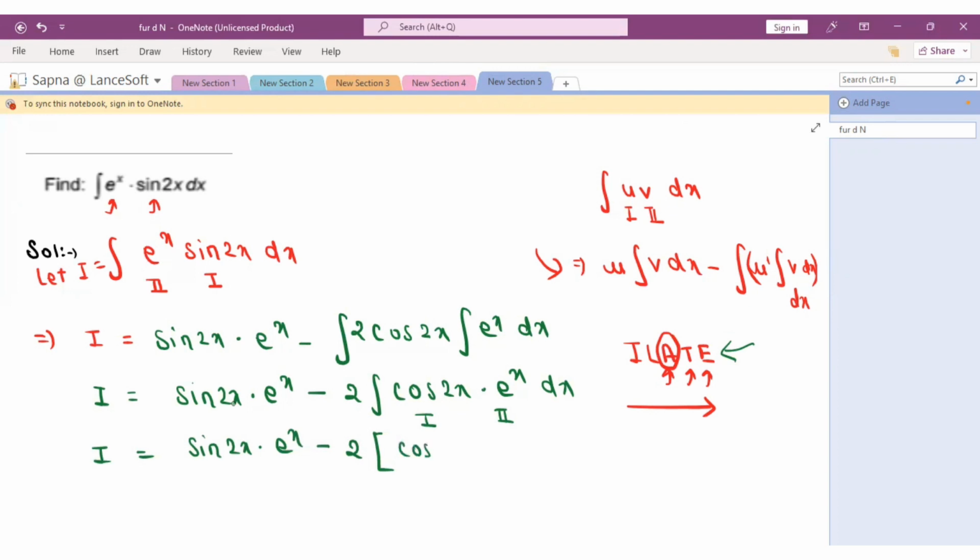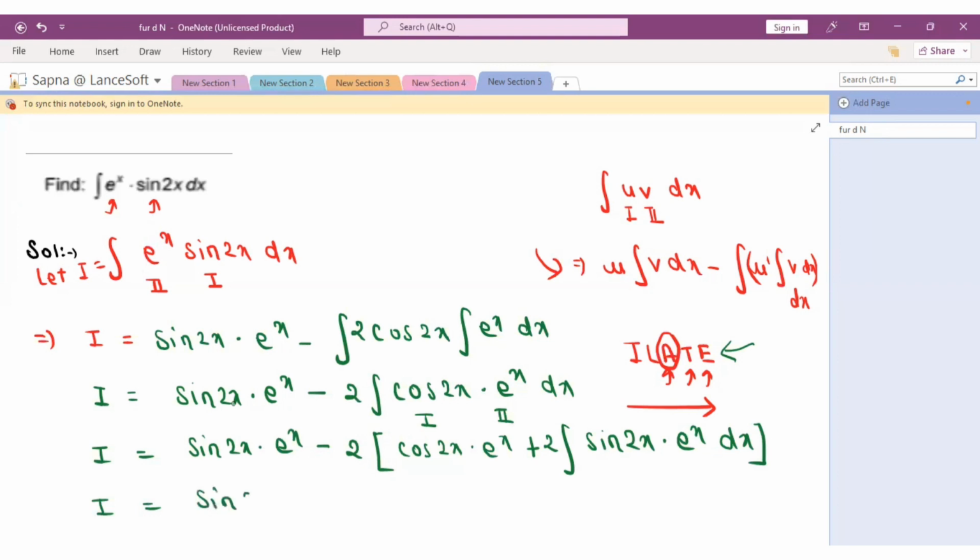So I is equal to sine 2x into e raised to x minus twice of, using the same formula as you can see, integration of uv. So keeping the first function as it is and doing the integration of the second function, that will become e raised to x, minus integration of the derivative of the first function. We know that cos theta derivative is minus sine theta. So minus minus will become plus, and cos 2x derivative is sine 2x. And now by chain rule, the derivative of 2x will become 2. So I have multiplied 2 and I have written that 2 outside the integration sign. And then we have integration of e raised to x, that will become just e raised to x, correct? And then dx.